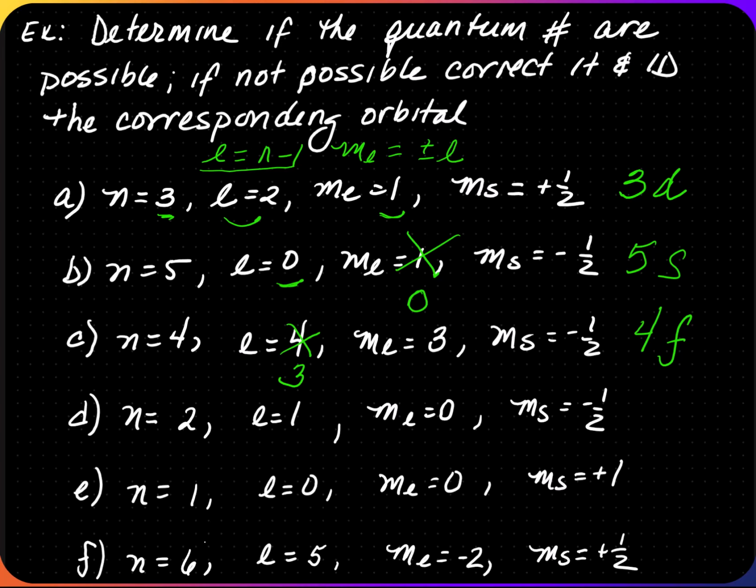D, when n is equal to 2, L is equal to 1. That is possible because L is equal to 2 minus 1.